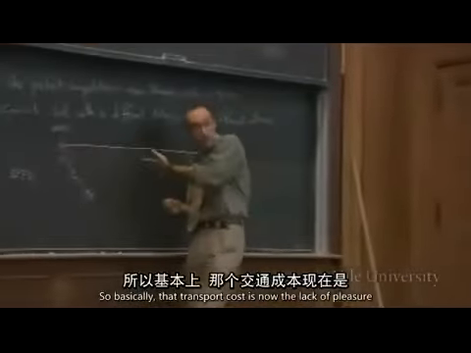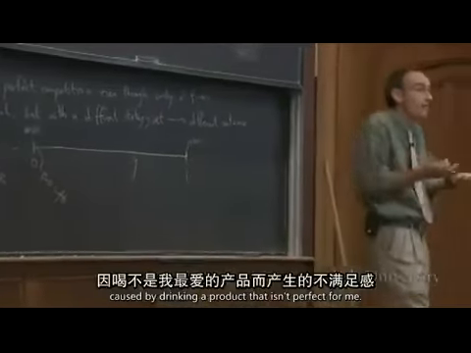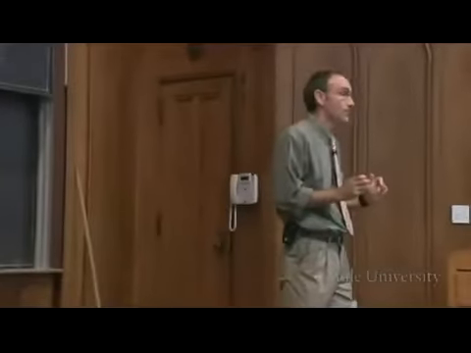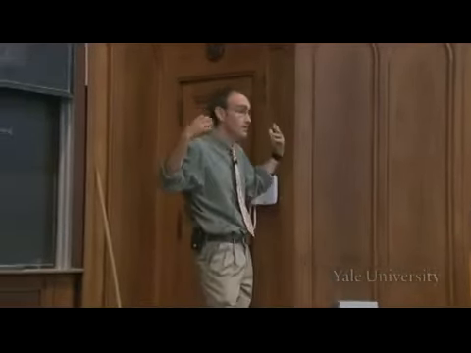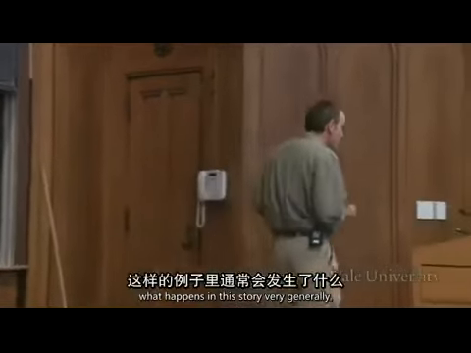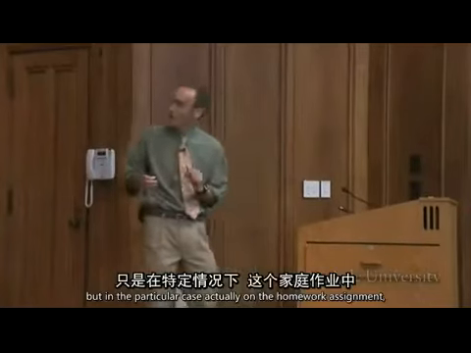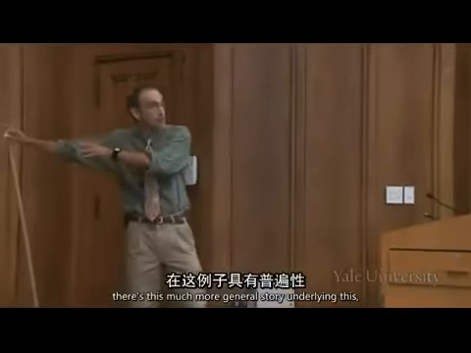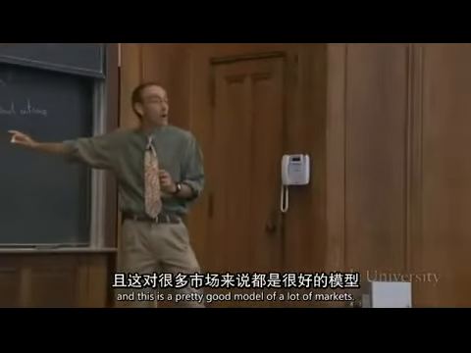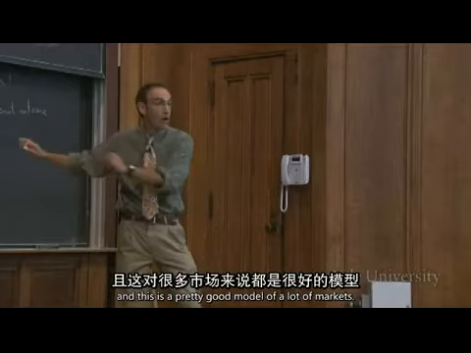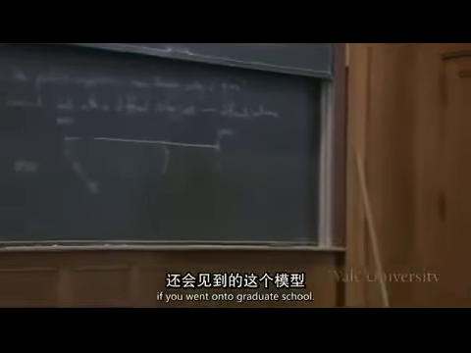So basically, that transport cost is now the lack of pleasure caused by drinking a product that isn't perfect for me. All right? Does everyone understand the story here? You're going to figure out what happens in this story, in the particular case on the homework assignment, but I want you to understand that there's a much more general story underlying this, and this is a pretty good model of a lot of markets. It's a kind of model that you'd see again if you went on to graduate school.